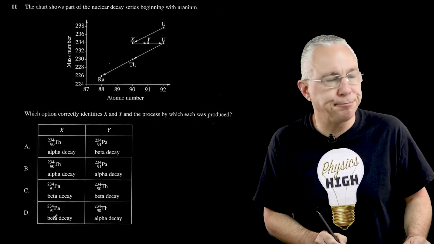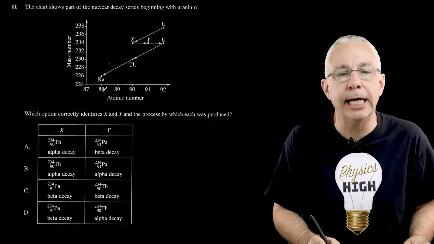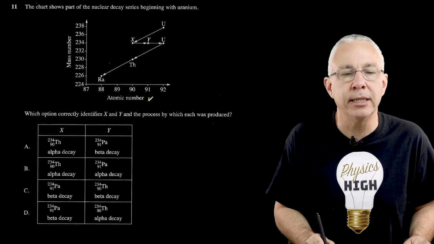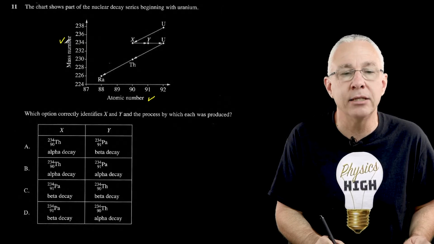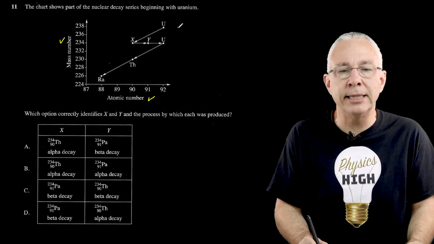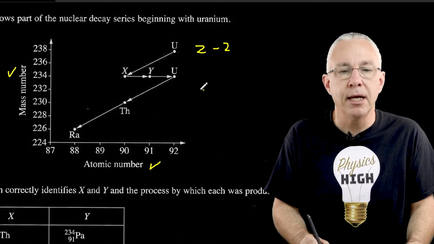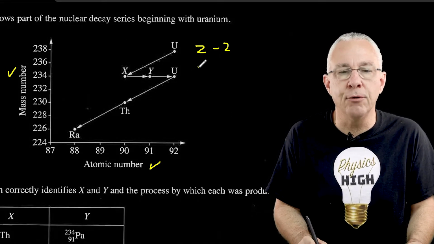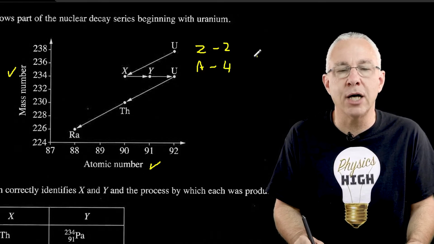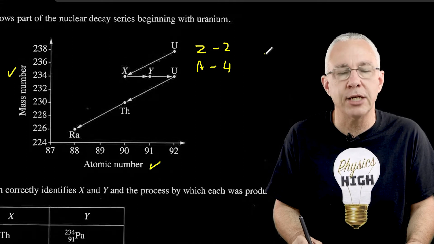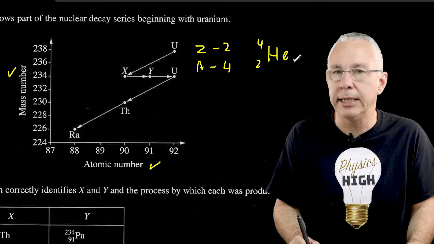Question 11. What we have here is from Module 8, and we're looking at radioactive decay. So looking at the graph, we have our atomic number on the x-axis and the mass number, which is the total number of protons and neutrons. So what we're getting basically is Z minus 2 occurring for x. Our mass number drops by 4. So we've got A being reduced by 4. Well, that can only result from releasing 2 protons and 2 neutrons. And that means what we are getting is a helium nucleus being emitted.